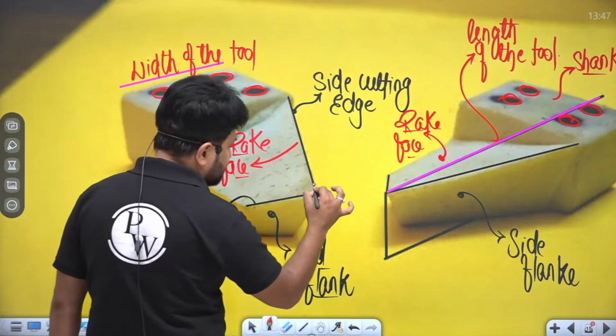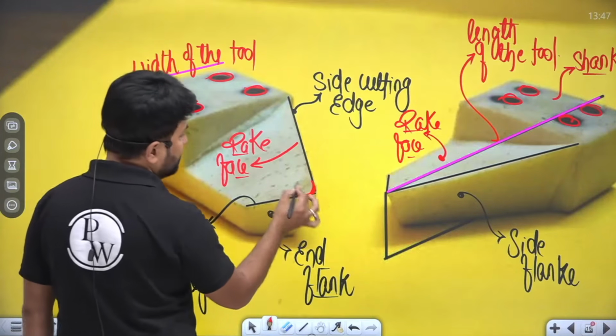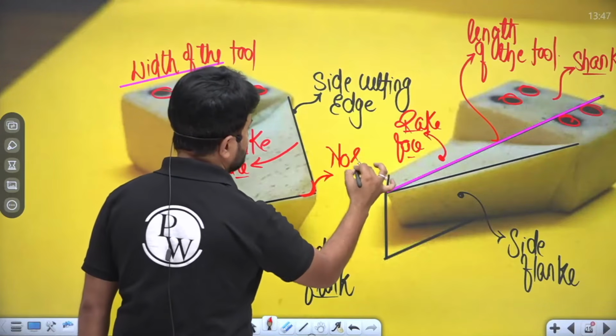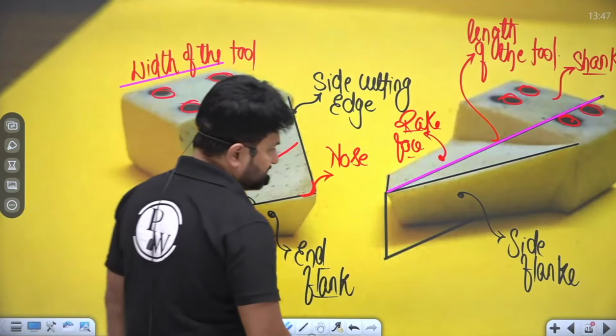And this is what? This is the tip of the tool. This is the nose, or you can say tip. Sometimes we call it the nose of the tool. So one by one I am going to discuss the planes.